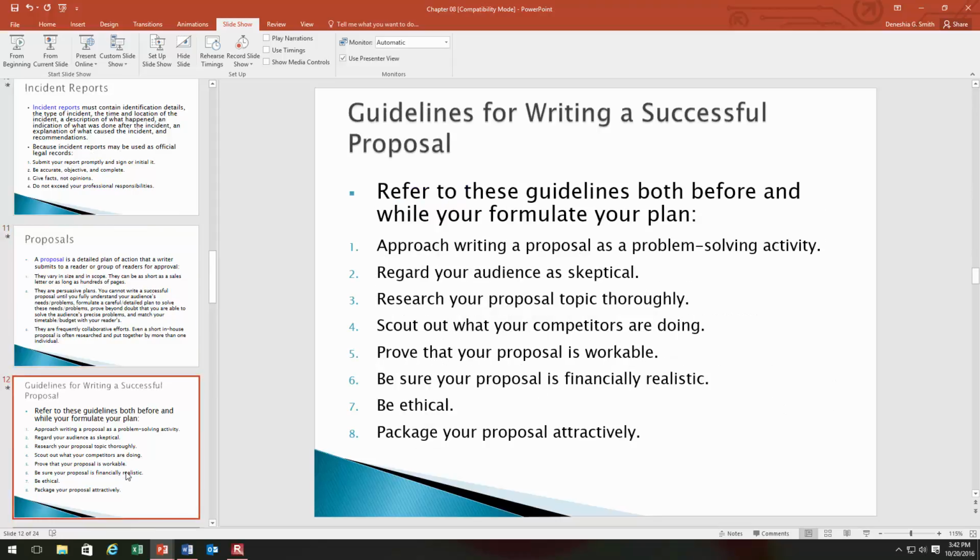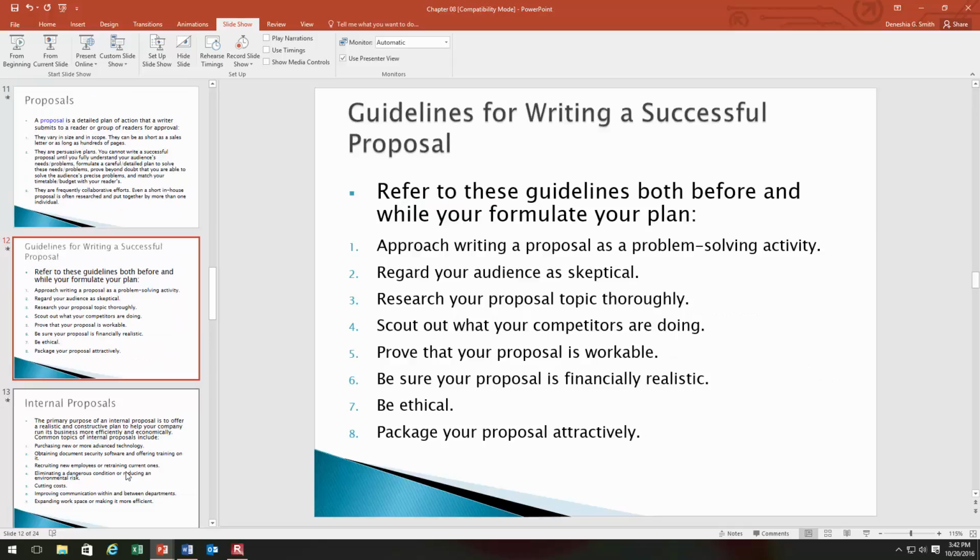Okay? Just FYI. Okay, and so guidelines for writing a successful proposal. Approach writing a proposal as a problem-solving activity. Like I said, typically there is some problem, some need that exists, and the proposal is trying to address that need. Regard your audience as skeptical.